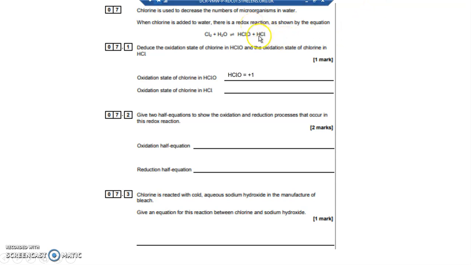Now in HCl, H, as I've said before, is usually in the +1 oxidation state, no charge left over, so the Cl must be in -1. +1 minus 1 leaves no charge left over. Give the two half equations.